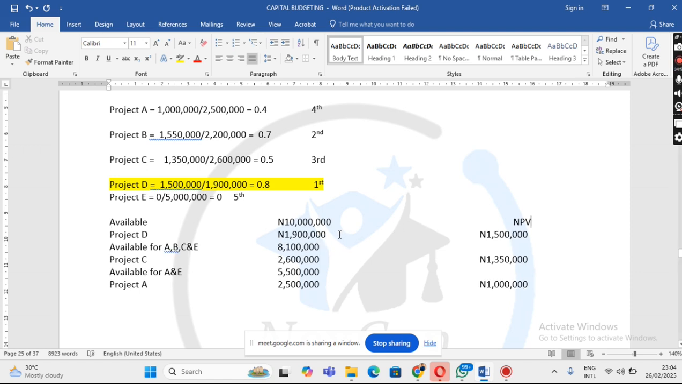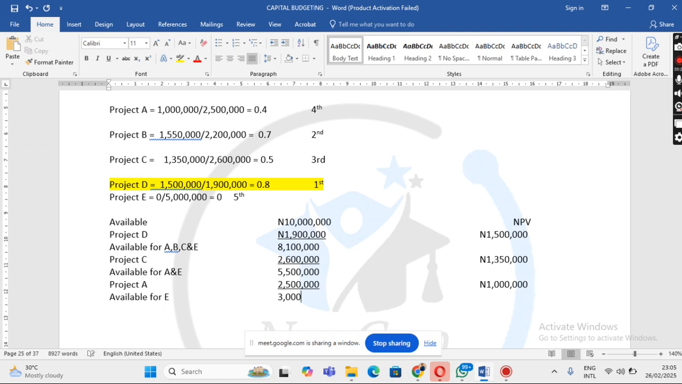The first one is D. So this is what is available. When you remove this, you have this, right? So when you now remove this, you have your balance. Yes, this is what I want to do so I will understand. So what is available now? 3 million available for E, right? Yes. Thank you. 3 million.